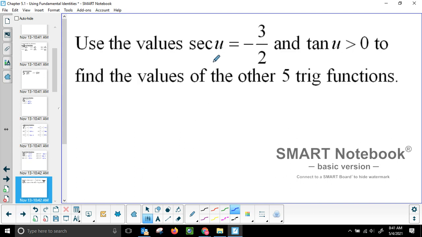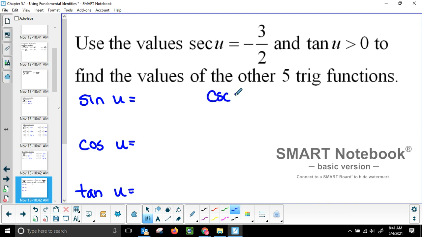So use the value of secant of u being equal to negative 3/2 and the fact that tangent of u is greater than 0 to find the values of the other 5 trig functions. Okay, we've done this before, but we've always made triangles, right? Now we're just solely going to use identities, all right? So we need to find sine of u, cosine of u, tangent of u, cosecant of u. We've already been given secant, so you don't have to find it.